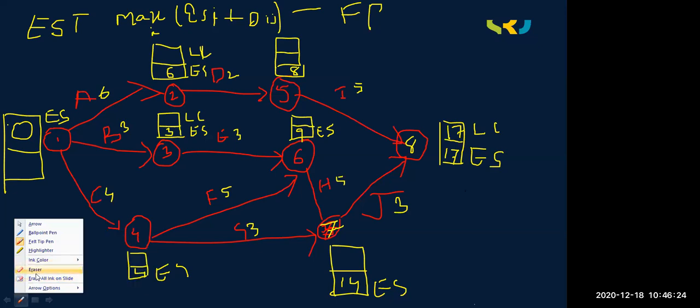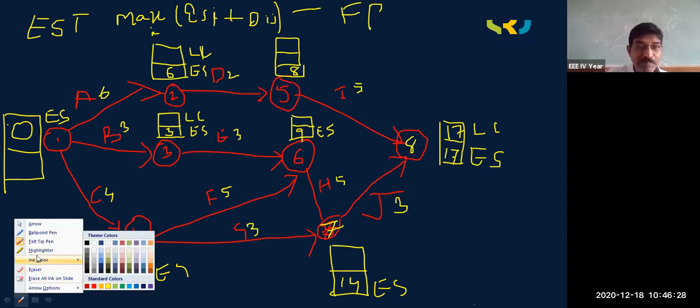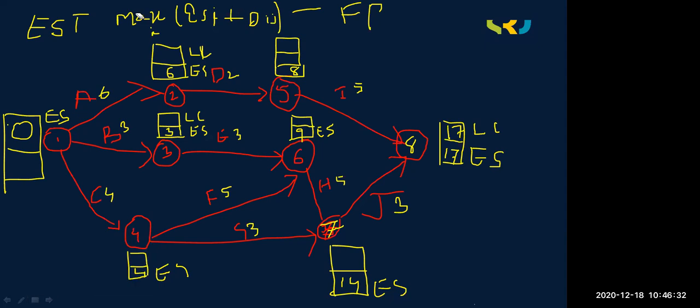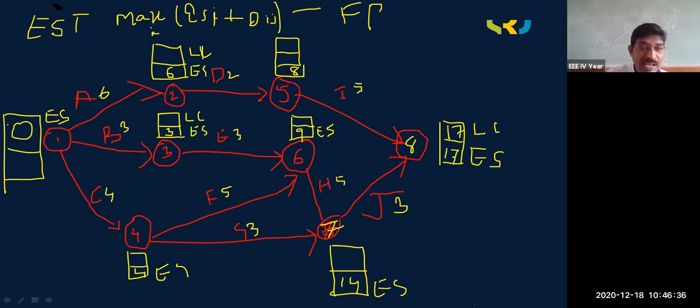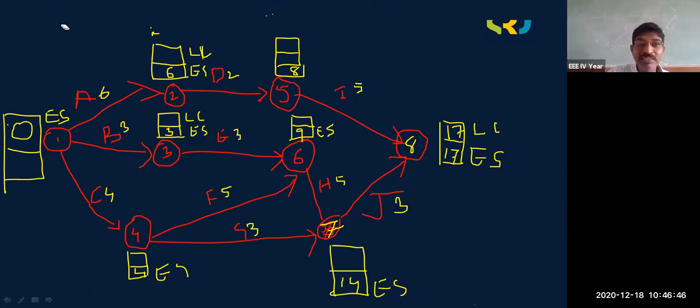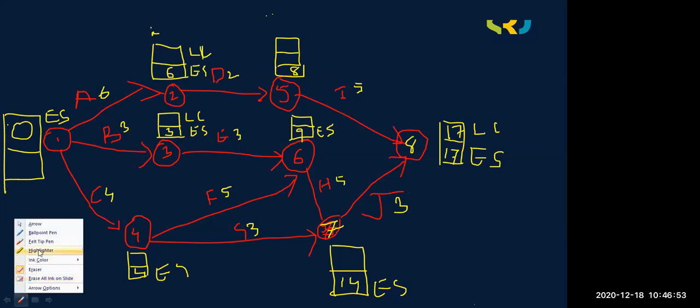In the backward pass, again there is a formula. What is the formula? LFI is equal to... I'll give the notes anyway, don't worry, but for the diagram's sake you remember. In the backward pass, do we need to take minimum or maximum? Minimum value.